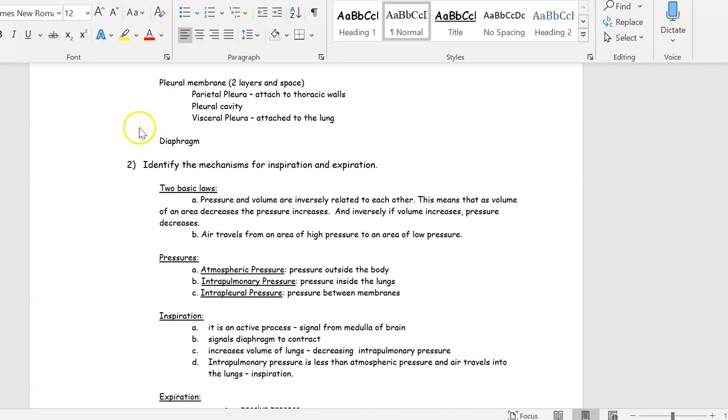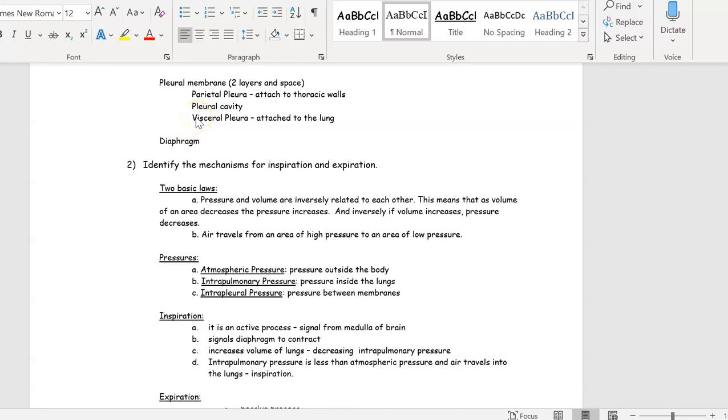There are two layers in a space, so you've probably heard of the pleural cavity. The pleural cavity is actually the space between the two pleural membranes. The parietal pleura, this layer, attaches to the thoracic walls. So imagine where your lungs are in your chest, and against the wall of that thoracic cavity, you have the parietal pleura. The visceral pleura, visceral meaning organ, is the layer of the pleura that is attached to the lung. And then the space in between is called the pleural cavity.